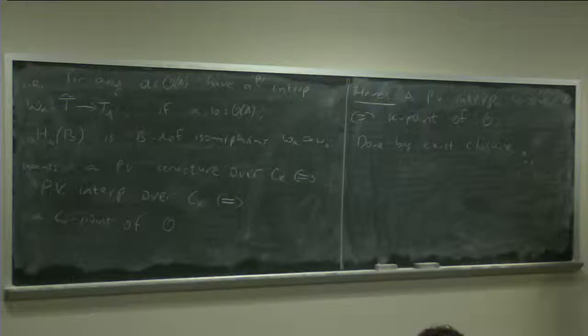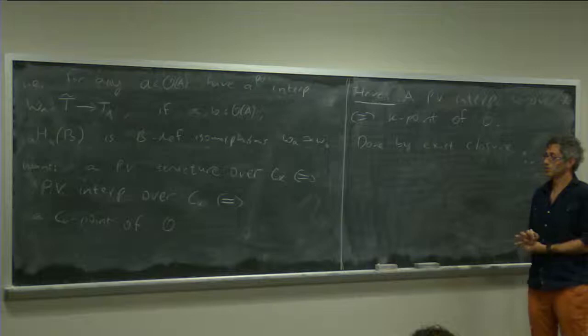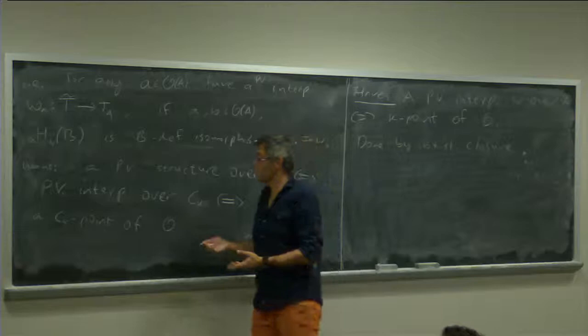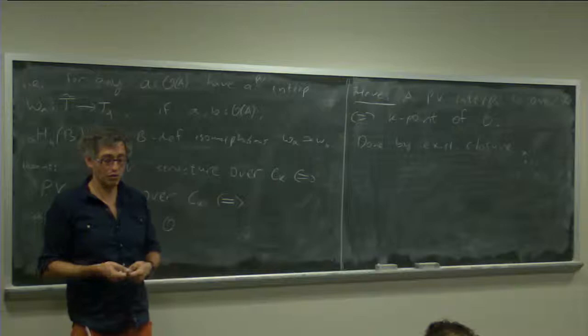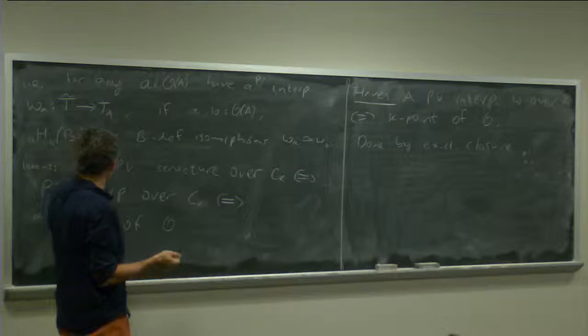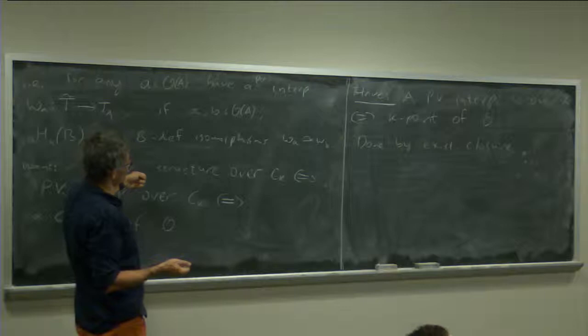I can say a few words about what to do with these extra requirements to get a Picard-Vessiot extension with particular properties. But I mean, okay, in one sentence, all it is: you have this groupoid, you have this set of objects, and now you can ask, what do you know about this set? Each element in the set of objects gives you some Picard-Vessiot interpretation, which gives you some Picard-Vessiot structure.